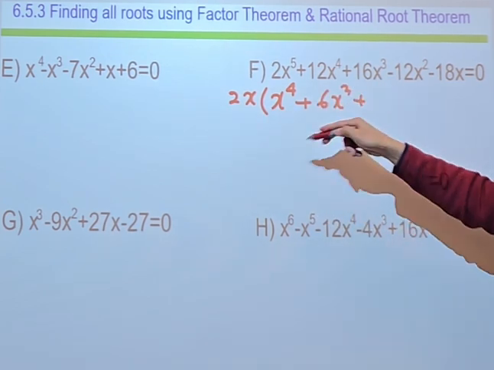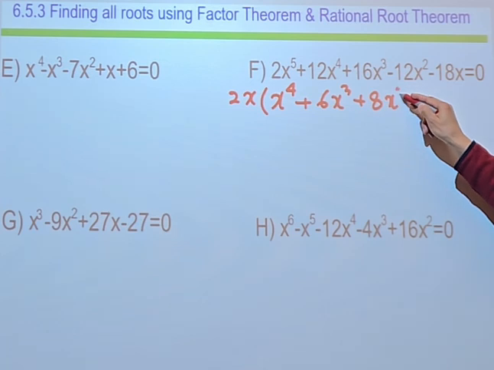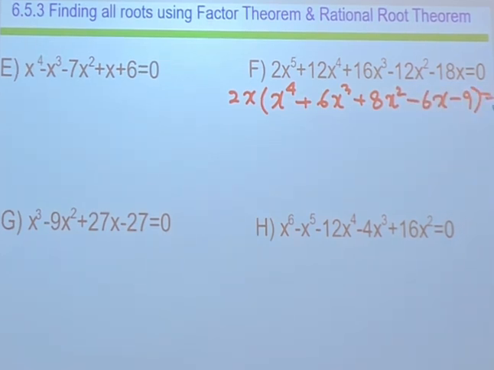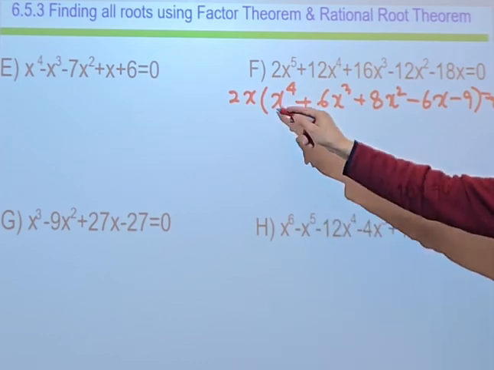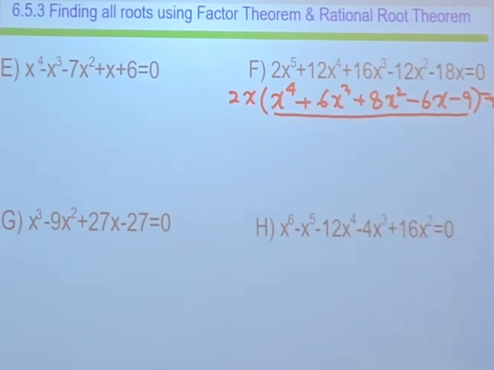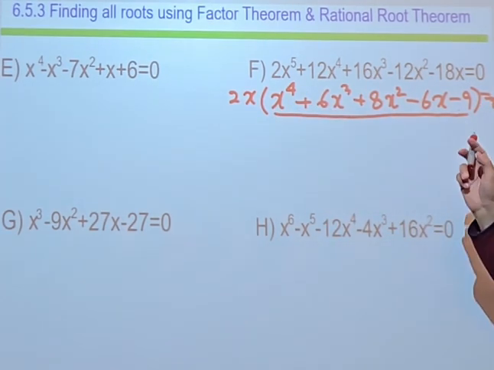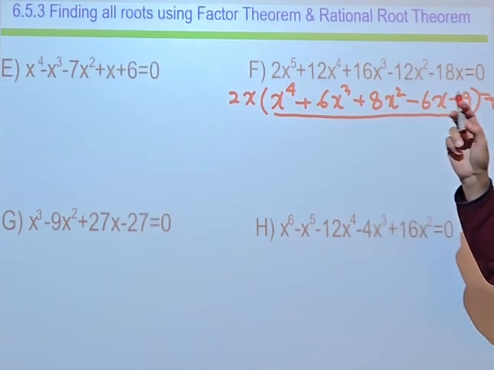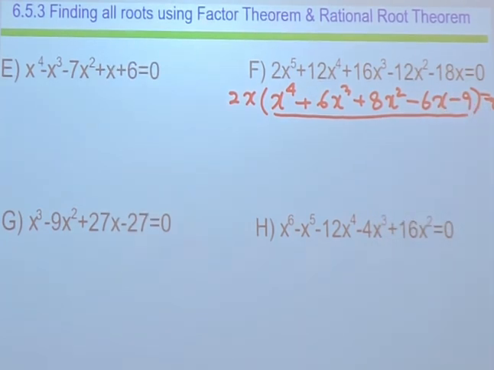And from 16, 8x squared minus 6x minus 9 equals 0. Still, this is a degree 4. Then there's no formula for finding this one, right? So you need to find 2 zeros.